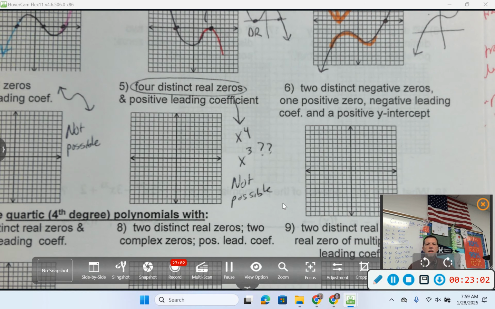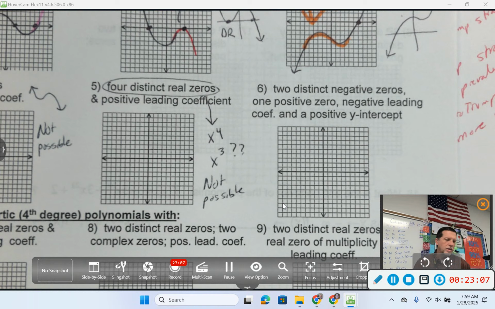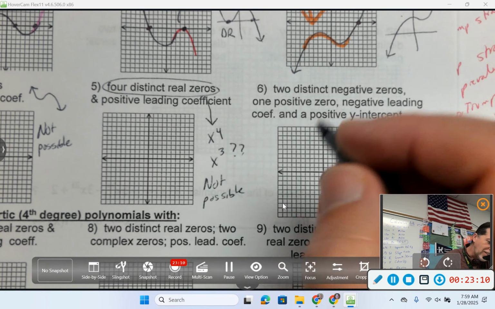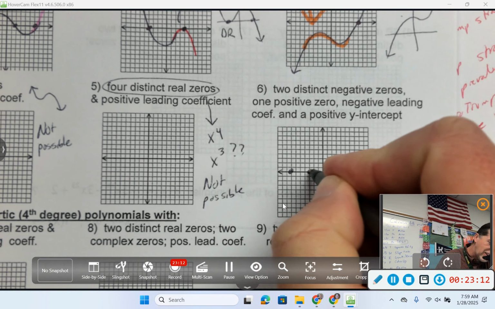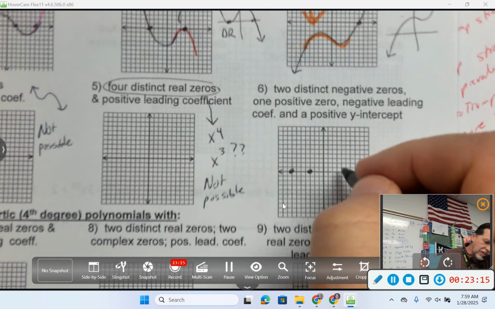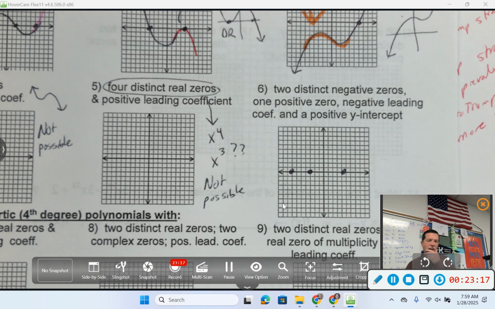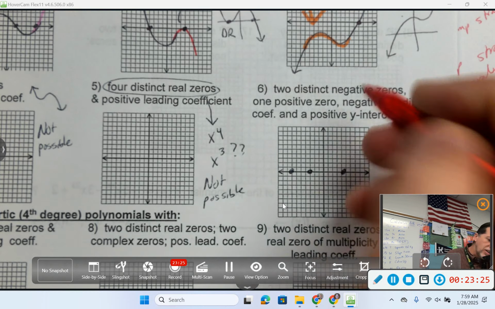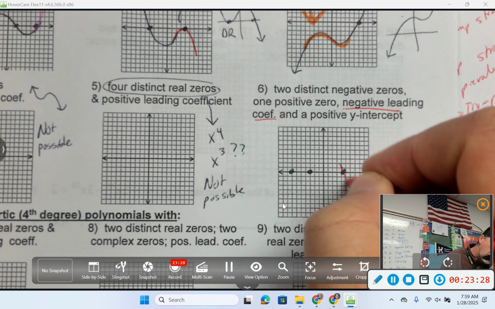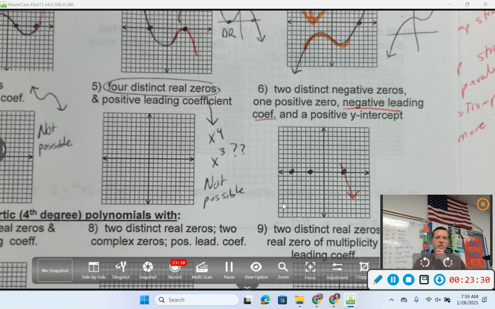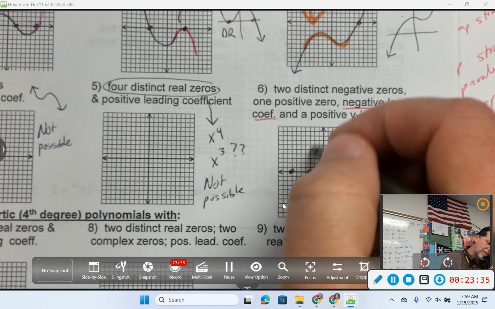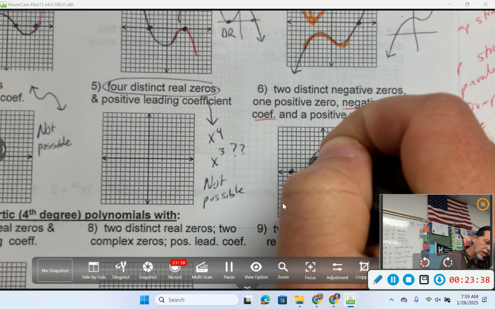2 distinct negative zeros, 1 positive zero. Okay, so far so good. Negative lead coefficient. That means we're going down off that last zero. That's easy. A positive y-intercept. So is that going to work? Yes. You have to cross the line, because I will cross the y-axis on the positive side somewhere.